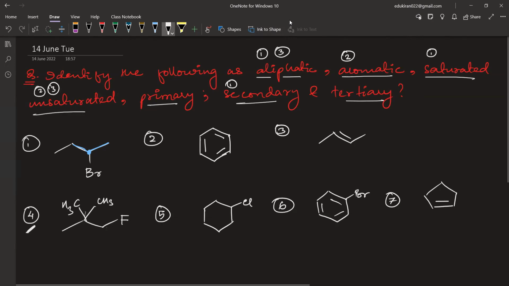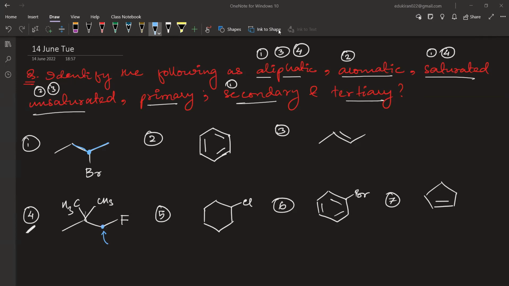Aliphatic or aromatic? Aliphatic. Very good. Saturated or unsaturated? Saturated. Very good. Not only that, primary, secondary, or tertiary? Tertiary. Look, this is the carbon where we should focus. Yes or no? Correct?